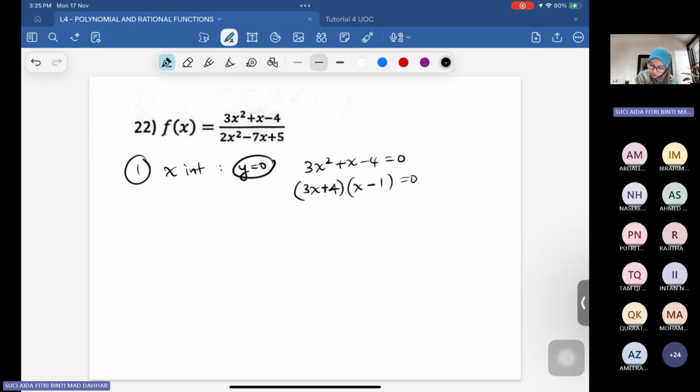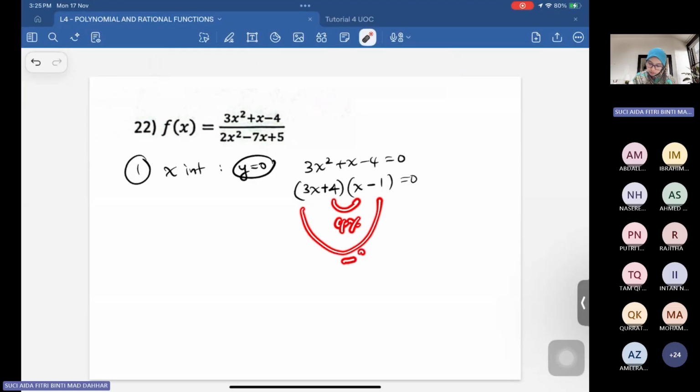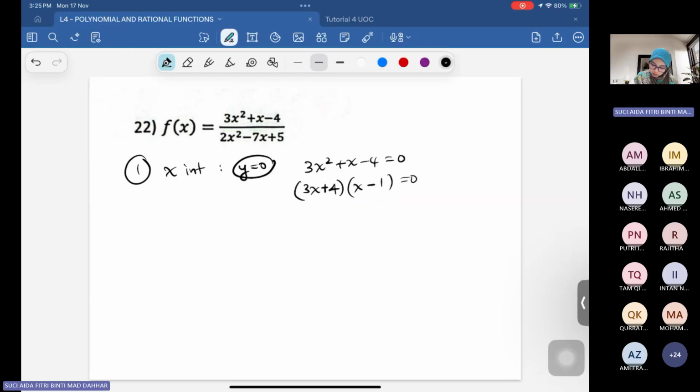Okay. So we have two x-intercepts. Is it true? Let me check for x minus 3x. Correct. Okay. So x equals to negative 4 over 3, and x equals to 1.